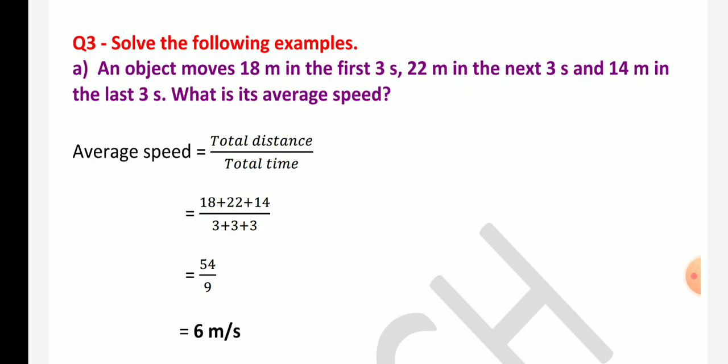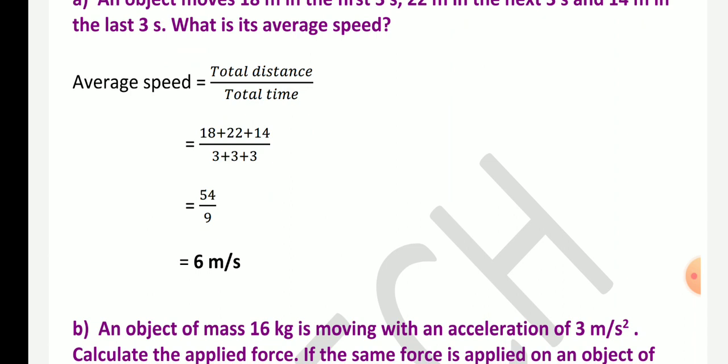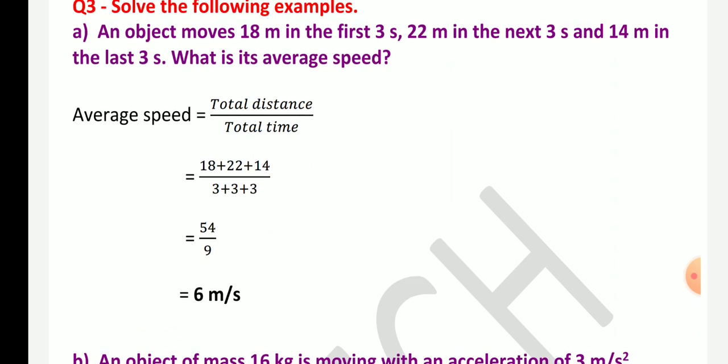So what are the distances covered? 18 plus 22 plus 14 upon the total time 3 plus 3 plus 3. What we get? 54 upon 9. After calculating, we get 6 meter per second is the average speed.